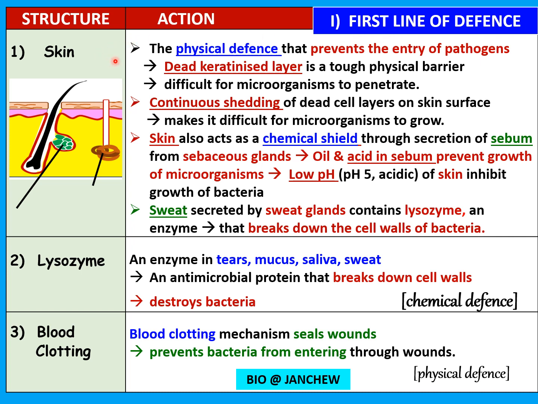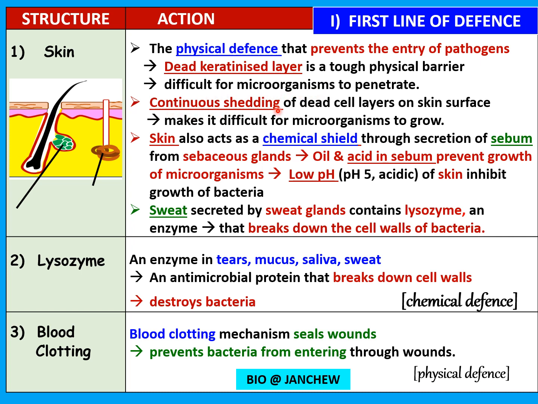Let's start with the skin. The skin is the physical defense that prevents the entry of pathogens because it has a dead keratinized layer that is a tough physical barrier which is difficult for microorganisms to penetrate. So this dead keratinized layer is found on the uppermost part of the skin here. It consists of dead cells that have been filled with keratin, which is a tough protein that is also used to form the nails, right? So this will cause the cells that are keratinized to form a tough physical barrier, which is difficult for microorganisms like bacteria to penetrate or to gain entry into.